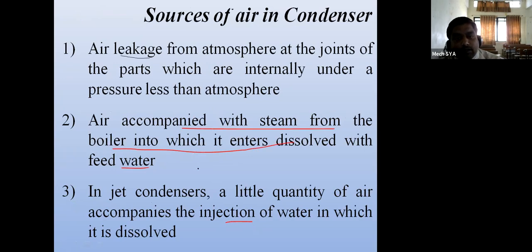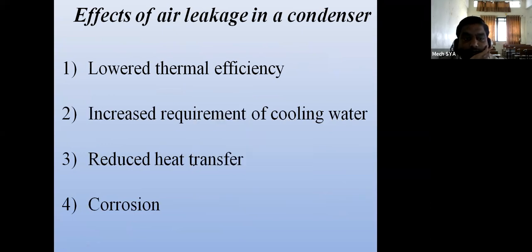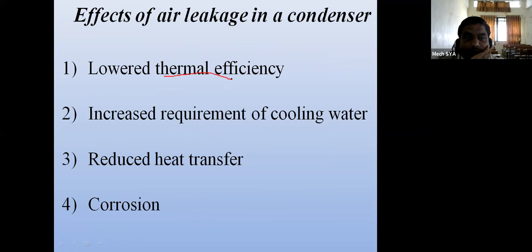Joints, then air dissolved in the steam from the feed water oxygen, and in a jet condenser, some air along with the cooling water. These are the sources of air inside the condenser. Because of this, it lowers the thermal efficiency. We need vacuum, so when vacuum reduces, thermal efficiency becomes low, the condenser pressure increases, and the saturation temperature also increases. The requirement of cooling water increases, heat transfer reduces, and corrosion also increases due to the air.